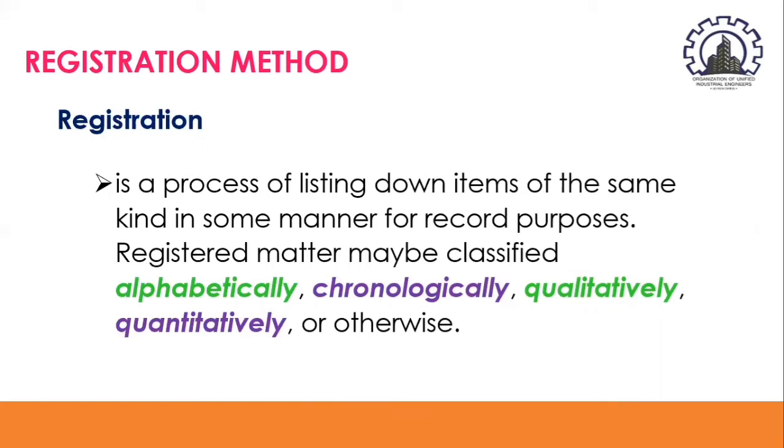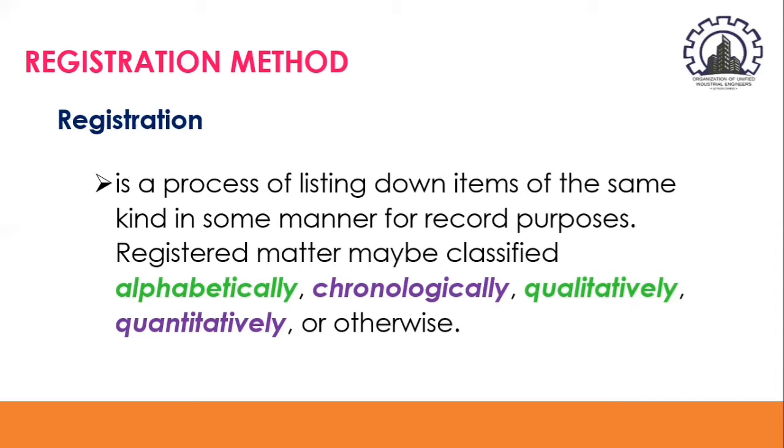Or if not, the students are listed down chronologically by year level as first year, second year, third year, or fourth year. Or the students can be listed qualitatively as well by course as BS Civil Engineering, BS Industrial Engineering, BS Electrical Engineering, BS Mechanical Engineering, etc., etc. Or the students may be listed down quantitatively by listing down first the course with the highest enrollment, followed by the course with the second highest enrollment, etc.